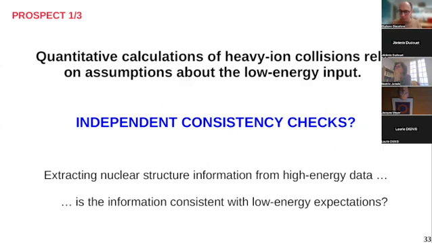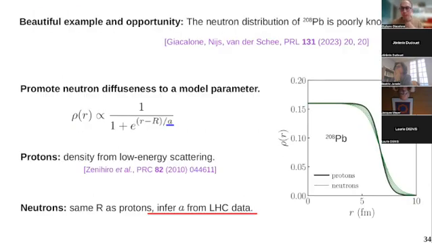Suppose I forget about the low energy input to a great extent, and I just take high energy data and try to reconstruct information about nuclear structure from that alone. Would I get a picture of the nuclei which is consistent with the low energy expectations? So can I do a sort of reverse engineering and make sure that the whole picture is consistent? I think this is very relevant, and we have an example where we have tried to do this, I think successfully, which is the following.